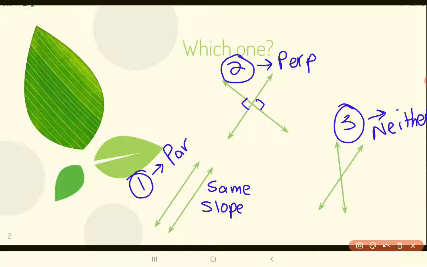Perpendicular lines do not have the same slope. Their slopes are what's called opposite reciprocal. And I'll show you what that means here in just a second. So parallel, same slope. Perpendicular has opposite reciprocal slopes.